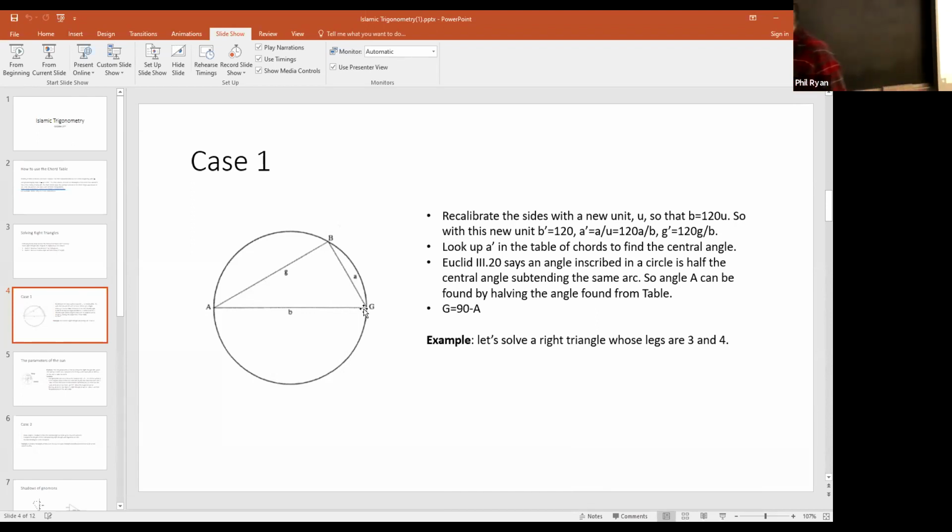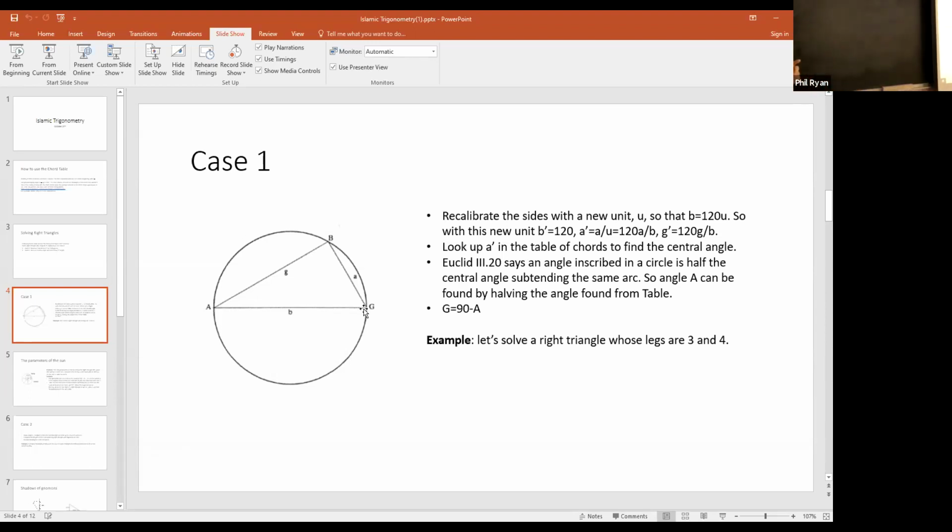And then you just appeal to Euclid, book 3, proposition 20, which says that the angle inscribed on a circle is half the central angle. So if this is theta, then this is going to be theta on 2. Or if this is theta, that's going to be 2 theta. Okay, so you can look up Ptolemy, you can find out this central angle, and then you just halve it and you've found the other angle.